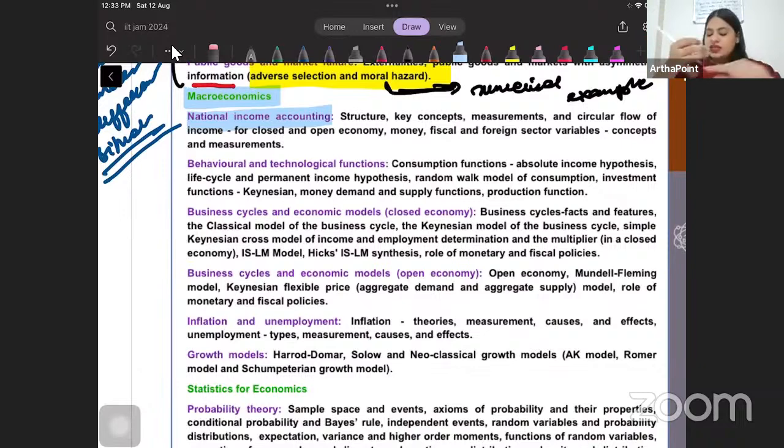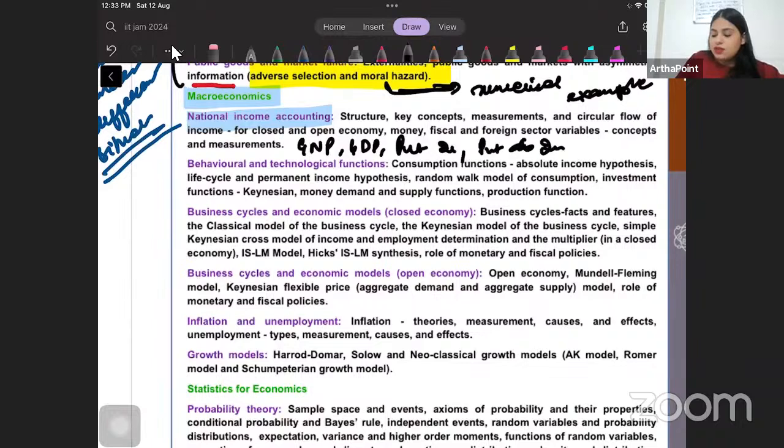तो सिंपल है, इसमें हर तरीके का आपको पढ़ना पड़ेगा. What is GDP, GNP, private income, private disposable income, personal income, जितने फॉर्मूलाज होते हैं, everything has to be done. ओके. Then it says circular flow of income, ठीक है. For open and closed economy, money, fiscal and foreign sector variable, concepts and measurement.